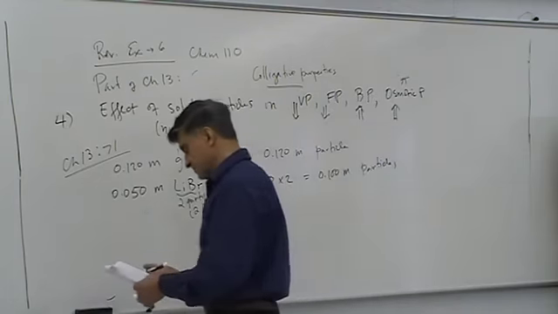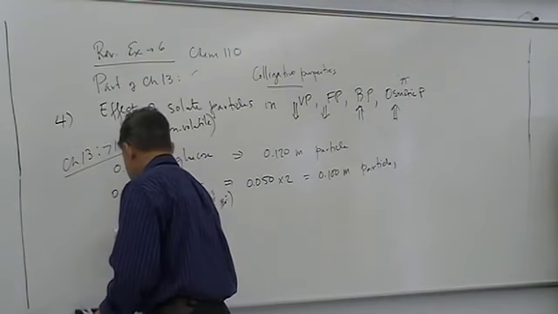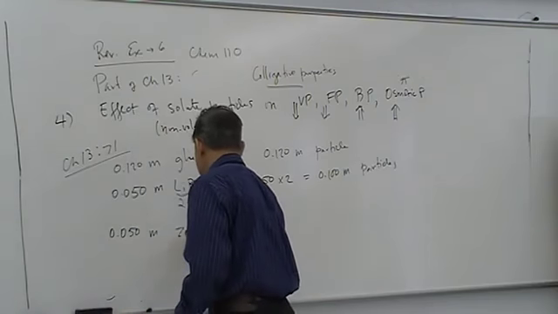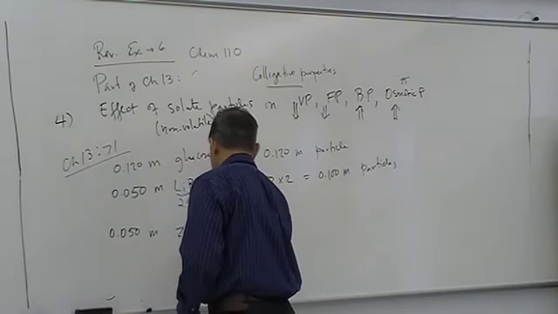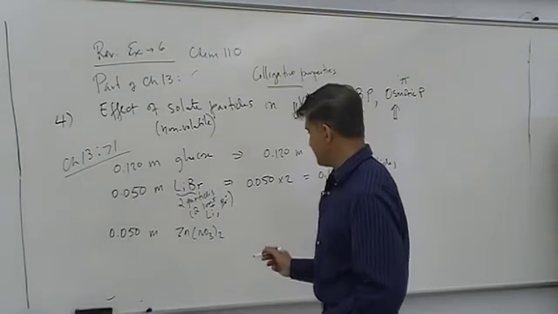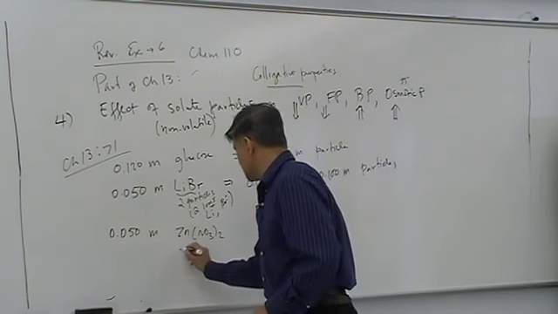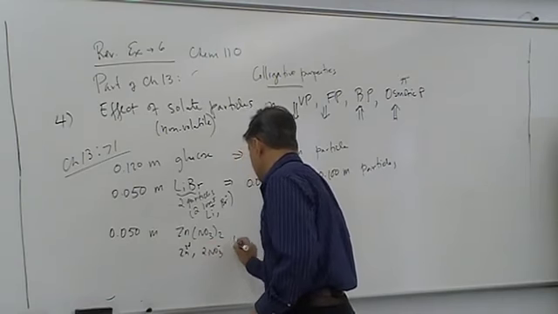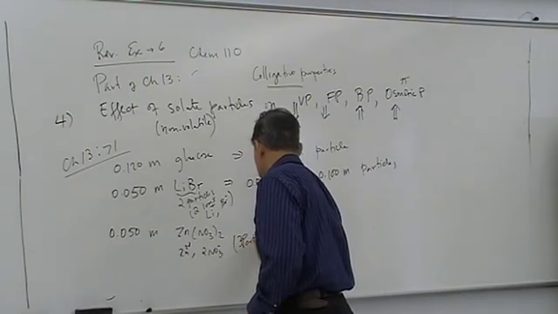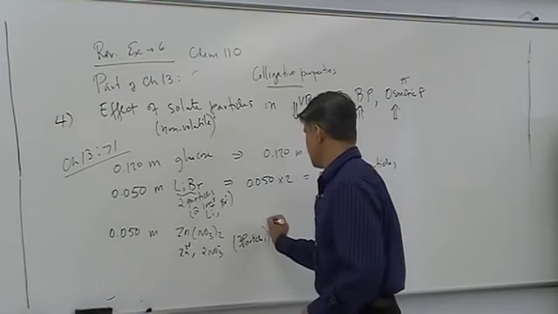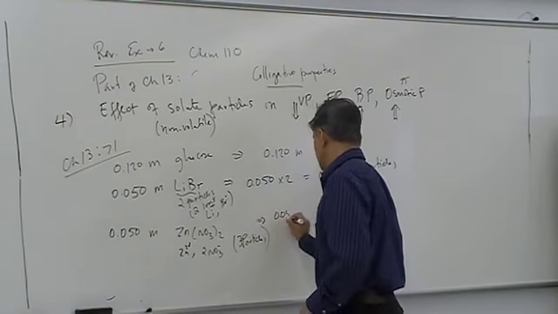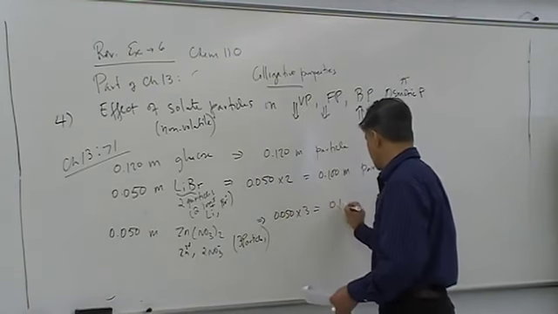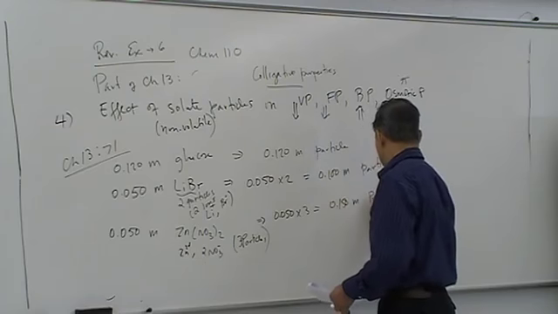And the third sample, 0.050 molal zinc nitrate. Okay? Zinc nitrate would break down into 3 ions, zinc 2 plus, and 2 NO3 minus. So 3 particles. So what do I have here then? 0.050 times 3, 0.150 molal particles.